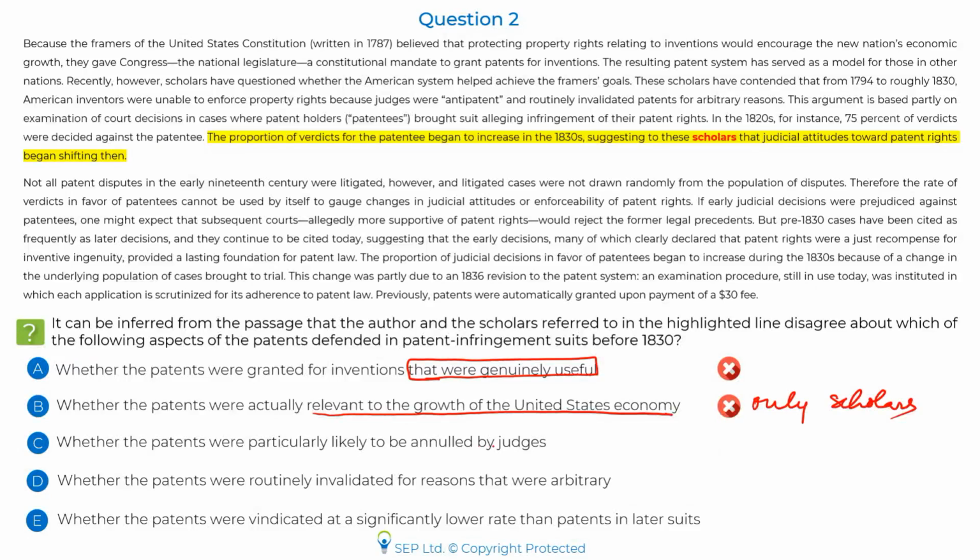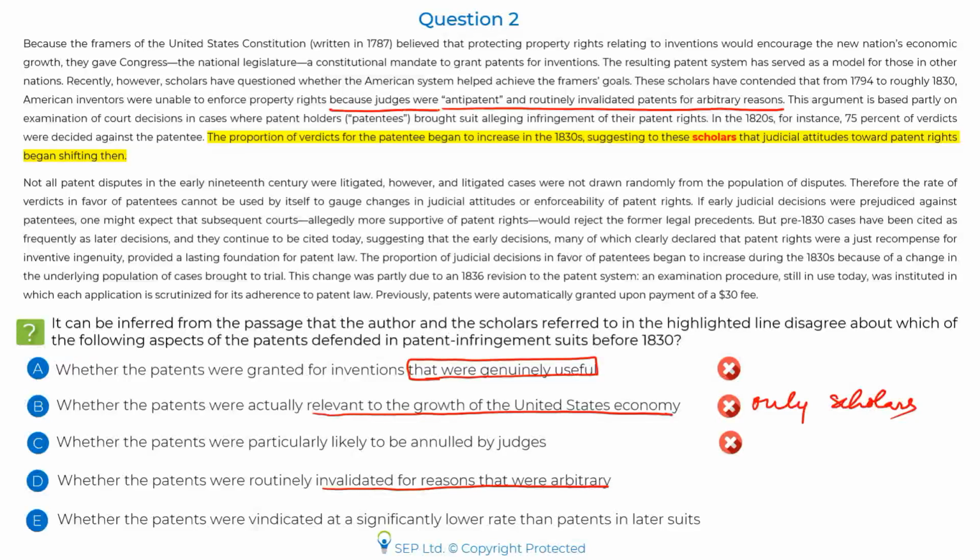Patents were particularly likely to be annulled by judges. Again, the author does not disagree about it. But whether the patents were invalidated for arbitrary reasons, the author says no. The scholars say yes. Scholars believe that patents were invalidated for arbitrary reasons, right? Here it's given. So this is the part that scholars say, right?